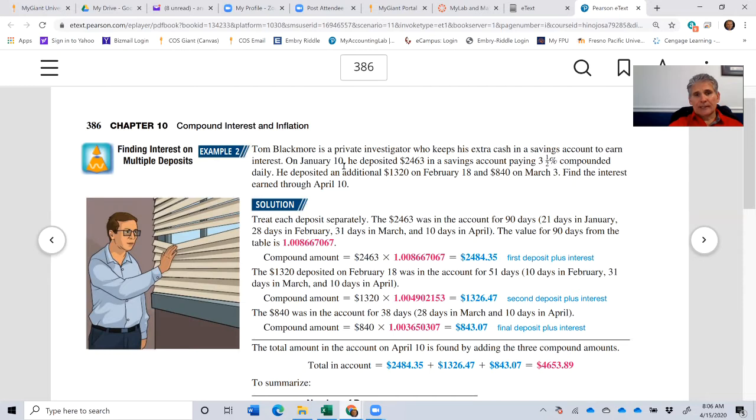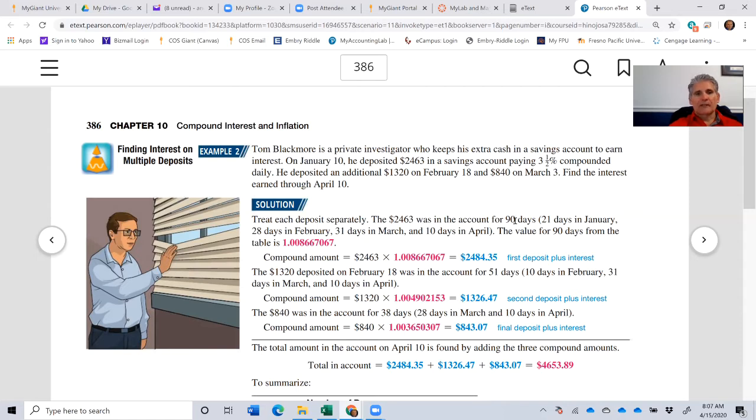So on January 10th, he deposited $2,463. Let's figure that out. January 10th to April 10th, we've got to figure out how many days there are. Now, we've done this so many times now, I'm not going to worry about going through the process. But the number of days, let's see, the $2,463 was in the account for 90 days. It was on January 10th, so it was 21 days in January. There's 31 days minus the 10 gives you 21. 28 days in February, 31 days in March, and 10 days in April. So we've done this a number of times. We don't have to go through the computations.